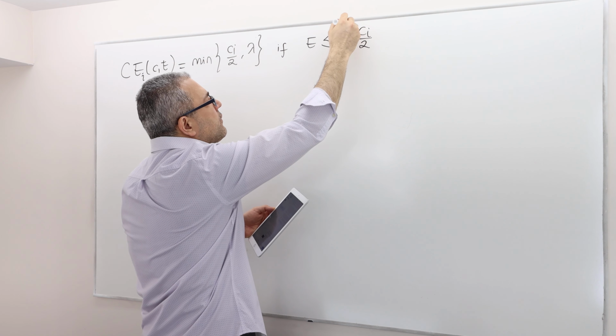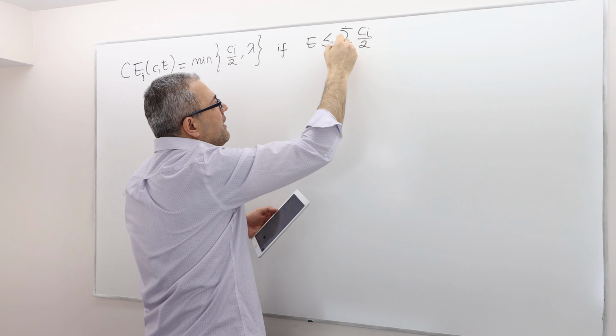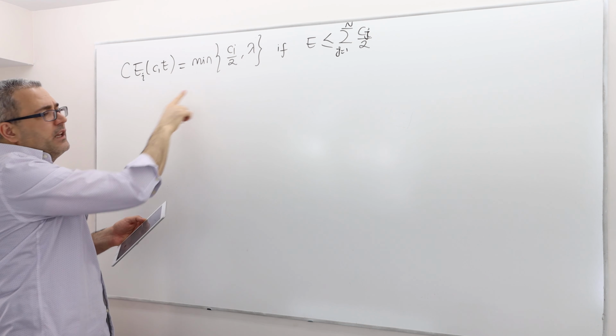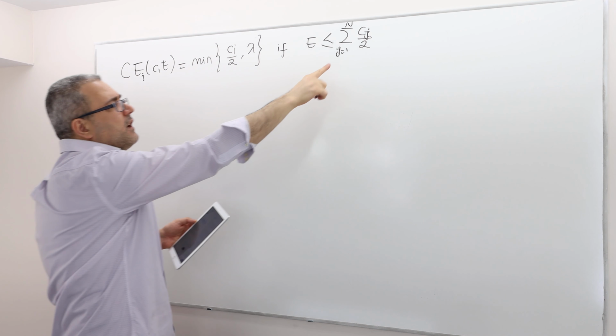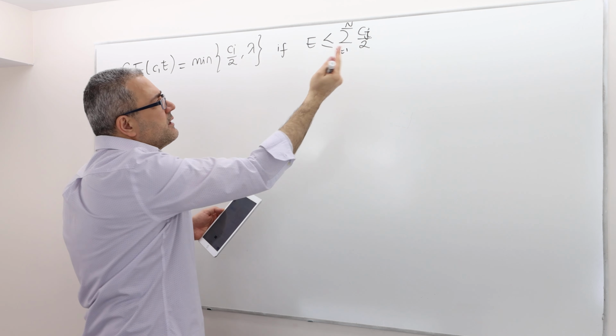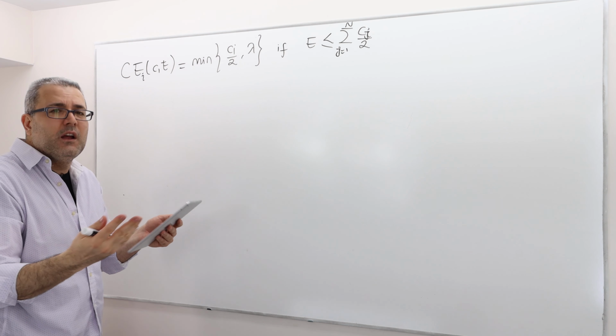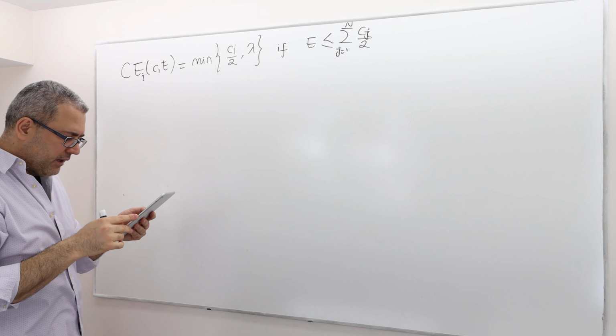Sum from j from 1 to n. I think I should use j from 1 to n, because this i is for individual i, and this i is an index. So right, it's j. I hope it doesn't confuse. It shouldn't, but just in case, let me put j there.